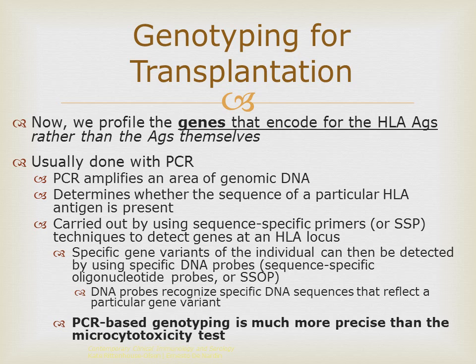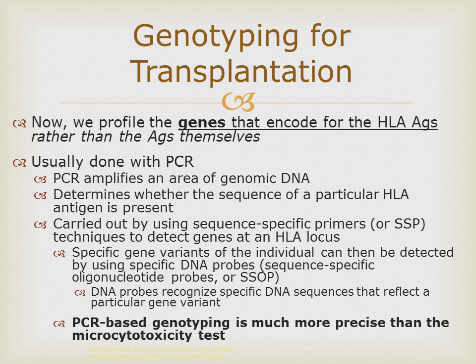In today's world, we tend to test for the actual genetic makeup of the genes that encode for the HLA antigens rather than the products or the antigens. This is done with polymerase chain reaction testing, where the PCR amplifies an area of the DNA and determines whether the sequence of a particular HLA antigen is present or not.